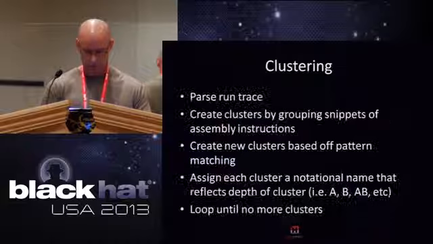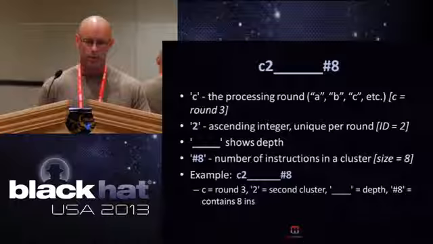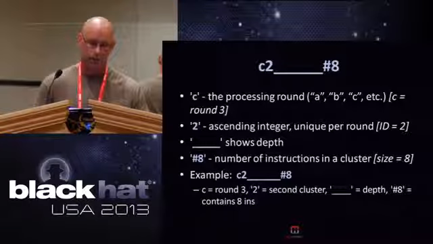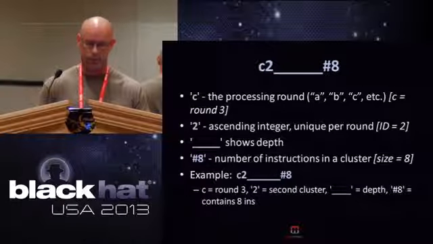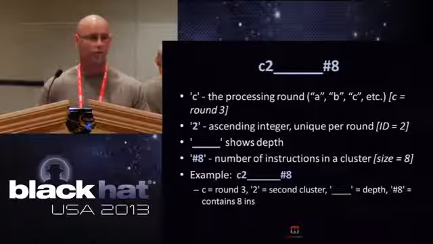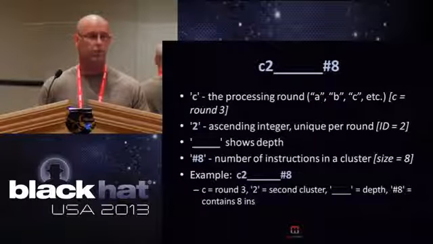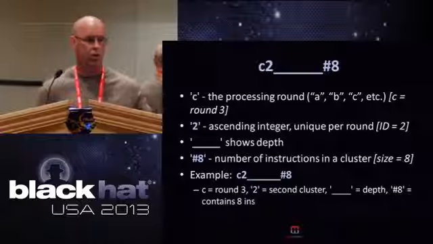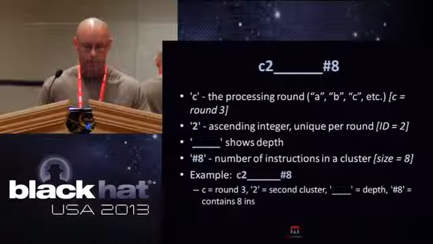Okay, and I already kind of walked you through clustering. So again, if you pull down the source code and you start playing with this, here's the nomenclature. There might be a better way of doing it, but this is what made sense to me at the time. I use the alphabet to represent the round of clustering. So in this case, I'm on the third round, that's C. The 2 is just a unique identifier, so you're going to have C, 1, 2, 3, 4, 5, all the way up until we run out of numbers.